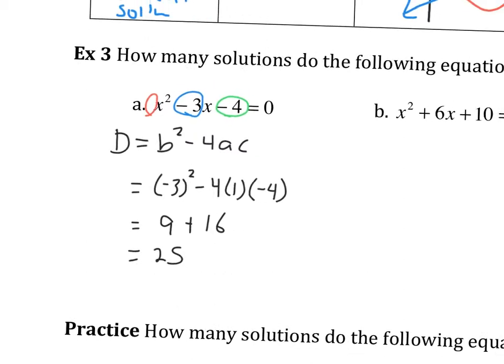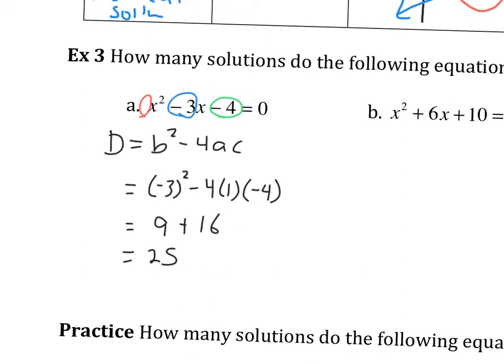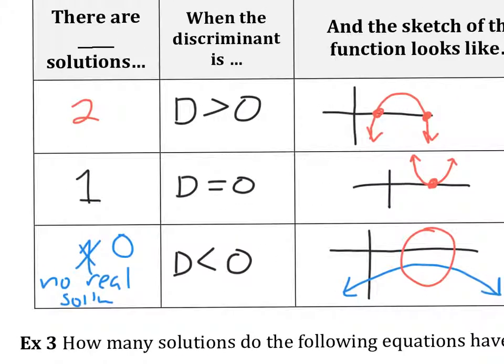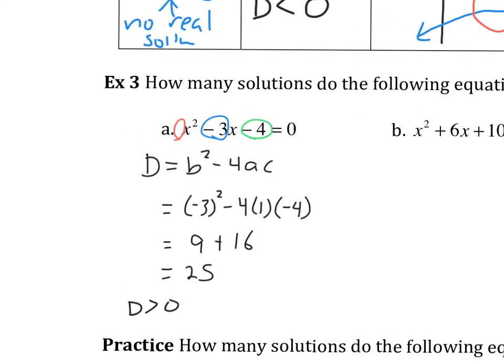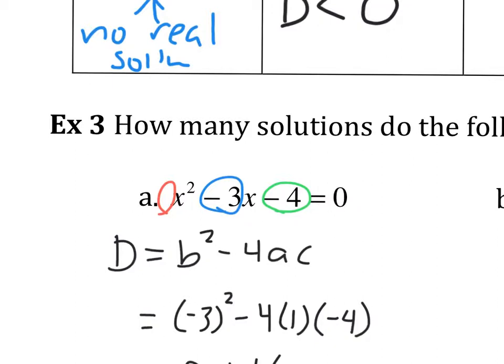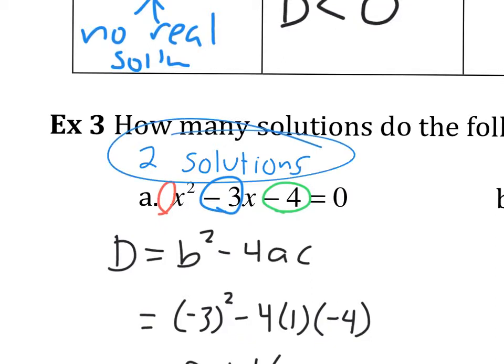Now, all we have to think about here is, since d is 25, that also means that d is greater than 0. So if I just look at my chart here, D being greater than 0, how many solutions do I have? The answer is I have 2 solutions. So I'm not going to box or circle anything I've written here. I'm going to box or circle this, 2 solutions. How many solutions does it have? This has 2 solutions. It's not asking you what the solutions are. It's just saying how many do you have? 2.